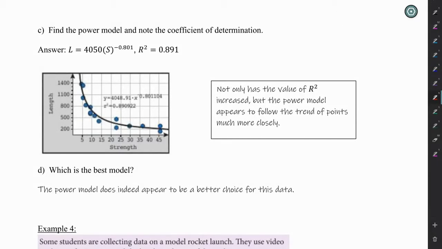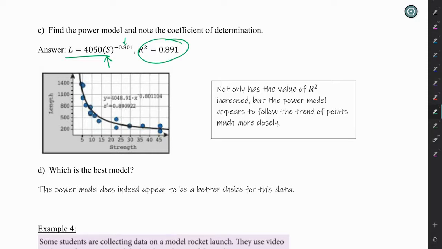So we'll do the same thing with the power model. For the power model, now we have the length is 4050 times s raised to the negative 0.801. This is a power model because our variable is being raised to the exponent. And this time we have a coefficient of determination of 0.891.